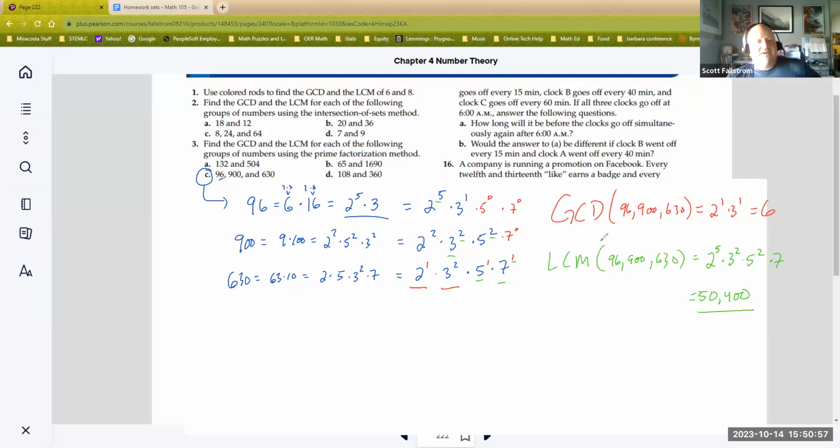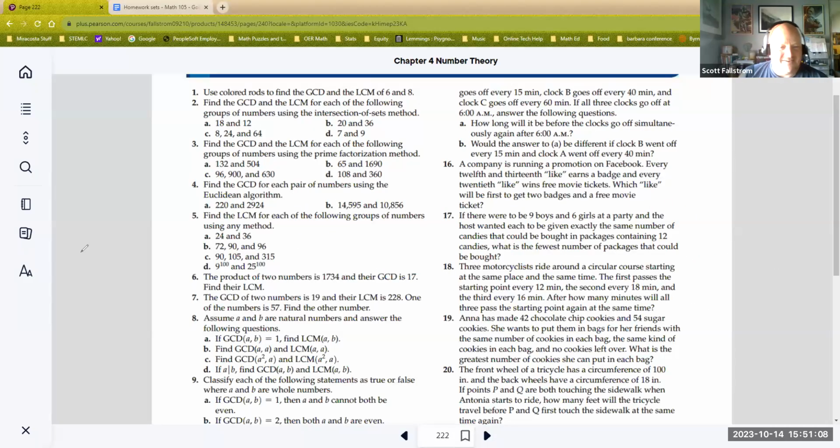Okay. So that's, again, the prime factorization method. Once you get them prime factored, this is by far the easiest method. However, it's just getting them prime factored. Sometimes it's a little harder.